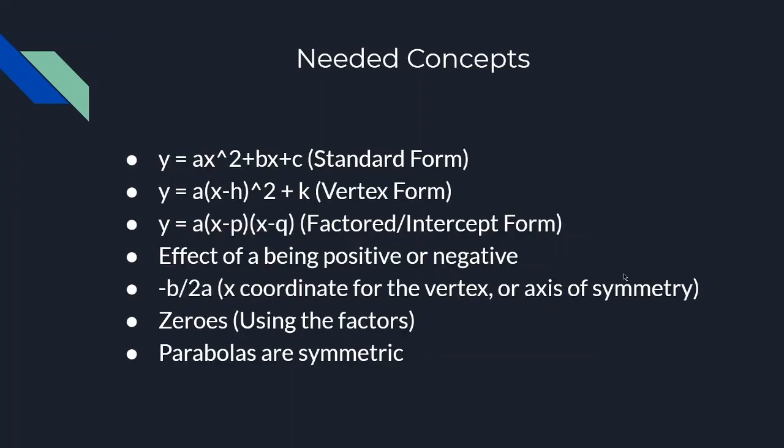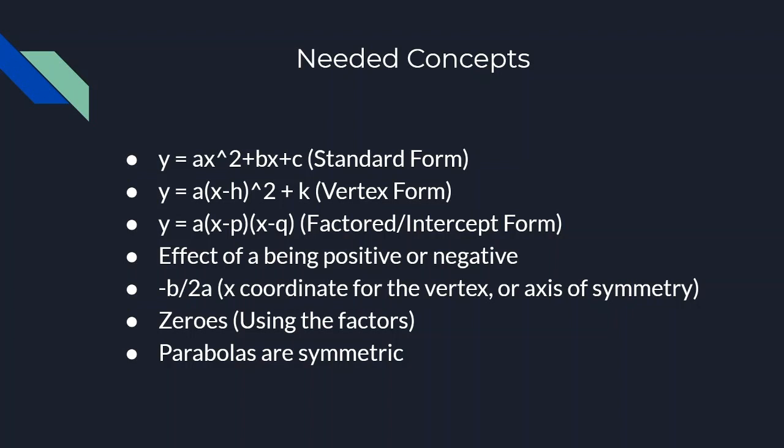Before we start graphing, there are a few concepts we need to understand. First is the standard form of a quadratic function, which is ax squared plus bx plus c. The vertex form, which is a times x minus h squared plus k. And factored or intercept form, which is a times x minus p times x minus q.